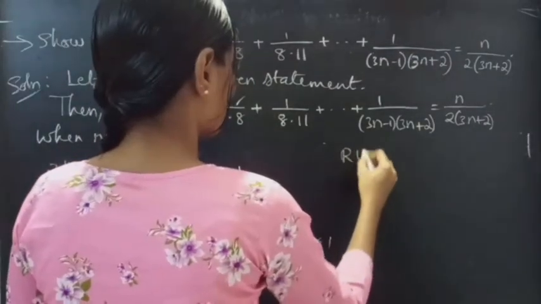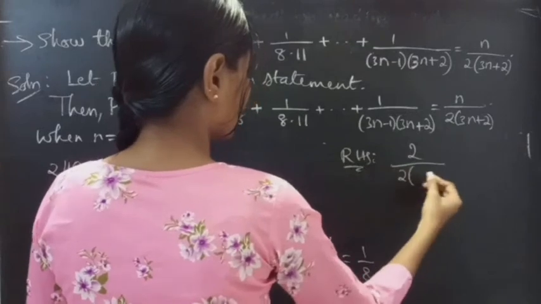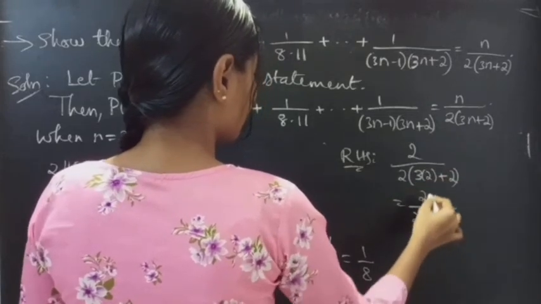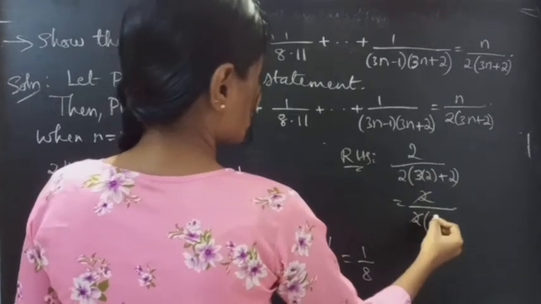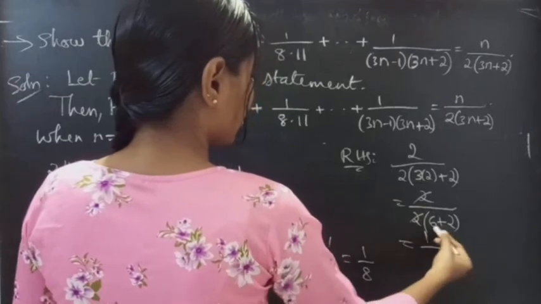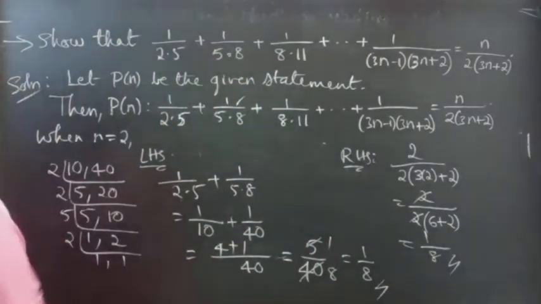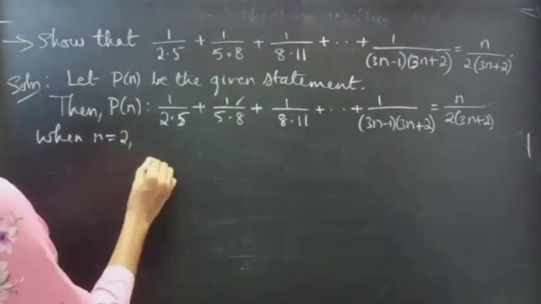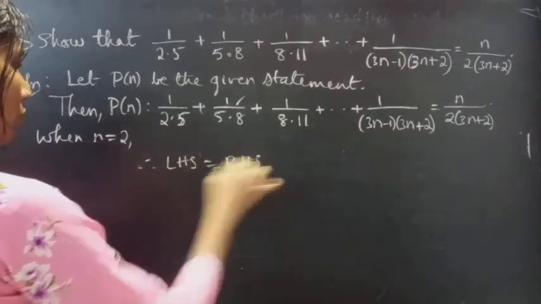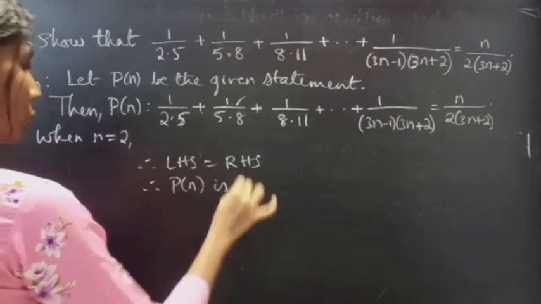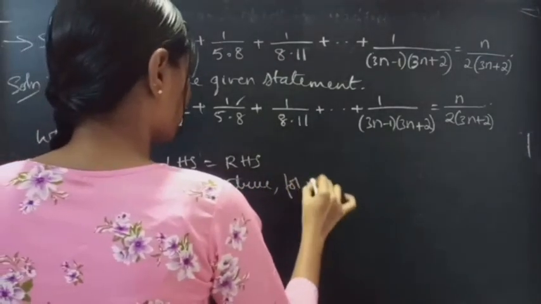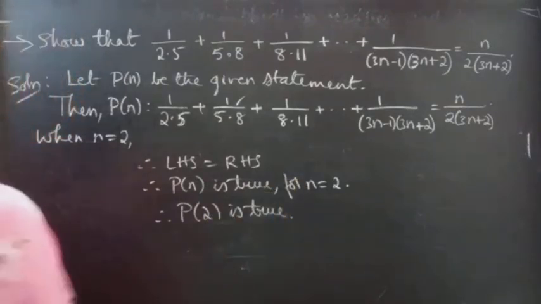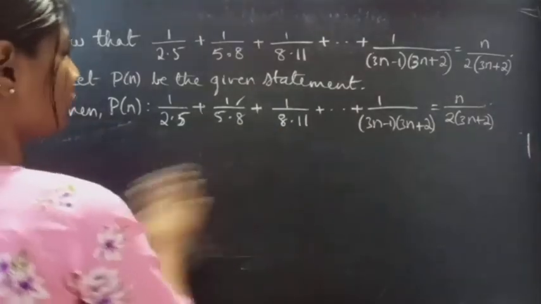Now coming to RHS. Put n equals 2. You get 2/(2(3×2+2)) equals 2/2, you can cancel this 2, into 1/(6+2), which is 1/8. So here LHS equals RHS. From this we can say that P(n) is true for n equals 2. Therefore, P(2) is true. Likewise, you can show that the statement is true for n equals 3, 4, 5 and so on.